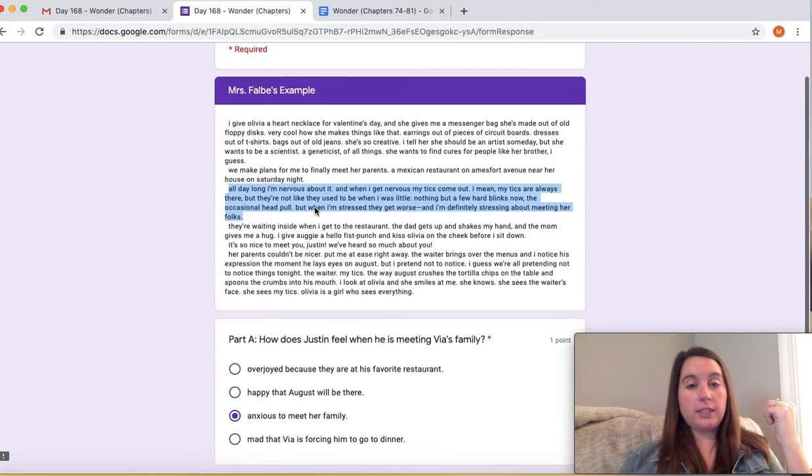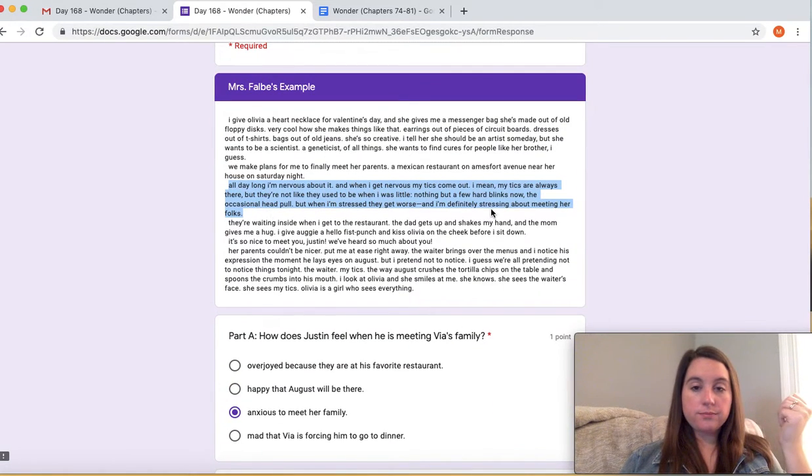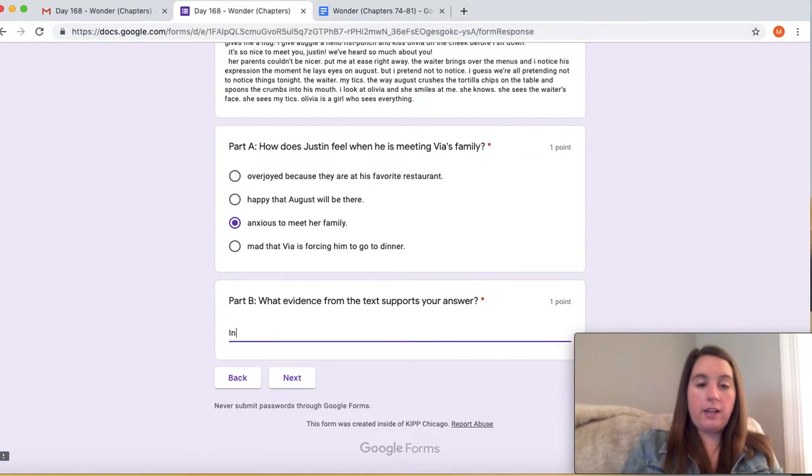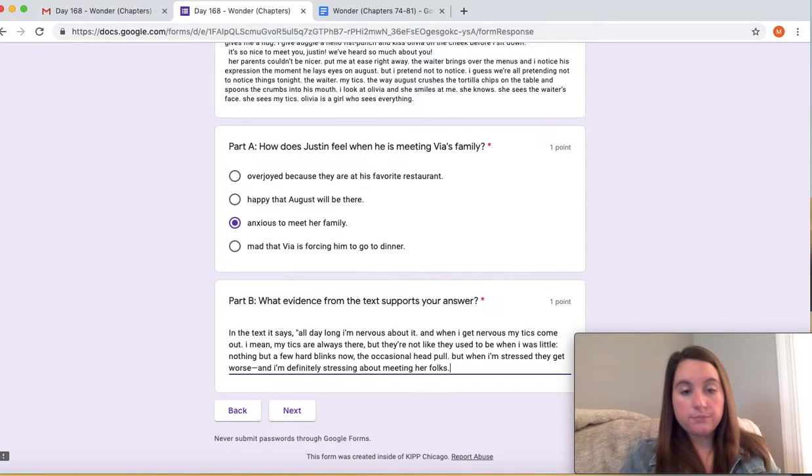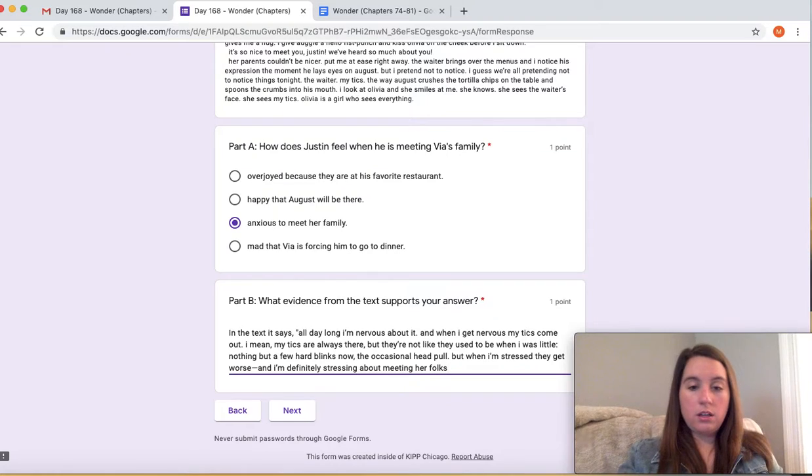What evidence from the text supports your answer? So here it is. Exactly this. So I'm going to copy this, and in here I'm going to write, in the text it says, and then, here we go. This proves that he's feeling anxious or nervous.